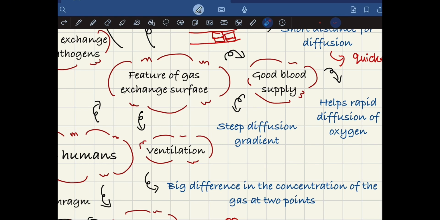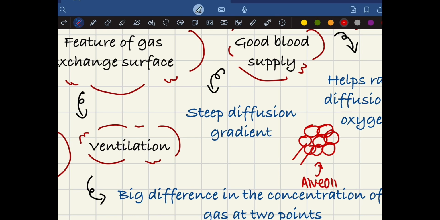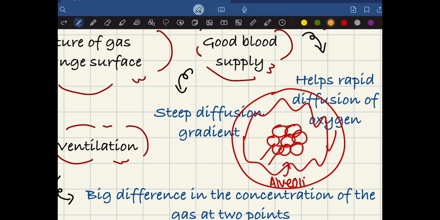Now how do we understand this? Let's say you have alveoli. As I previously mentioned, the alveoli is where the gas exchange takes place. This is the structure of alveoli. Now around here you have a good amount of blood supply, and in this blood supply you have a high concentration of oxygen.